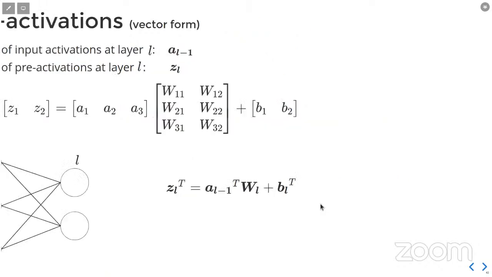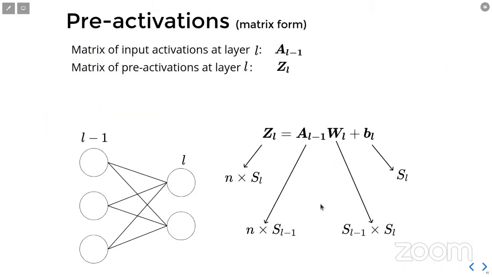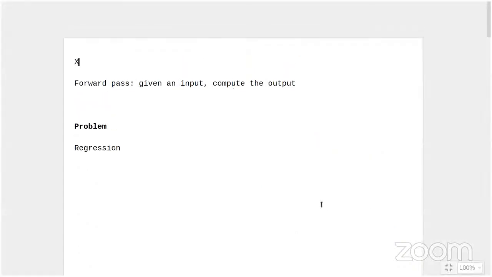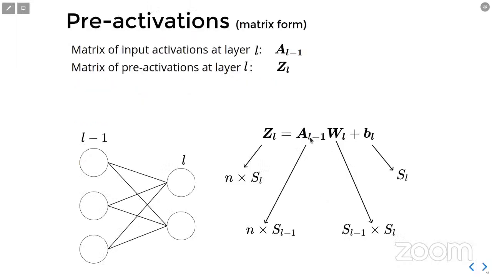So this is for one training example. If you stack together n training examples, then you have a matrix form of the whole thing, AW plus B. This is not new, you have already seen this. This is nothing but XW plus B, right? So whether it's linear regression or logistic regression, it's the same form. Instead of calling it X, I am calling this A. I hope this is okay with all of you.